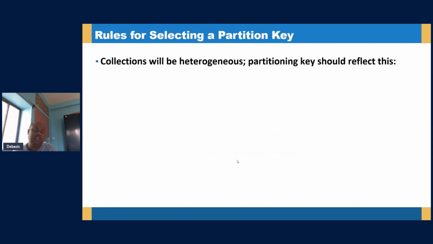So what is the rule for selecting a partition key? Whenever you want to create a Cosmos DB account or Cosmos DB database, we need to provide a partition key against a particular column or collection, a particular table or collection. For selecting a partition key, collections need to be heterogeneous and partition keys should be reflective.